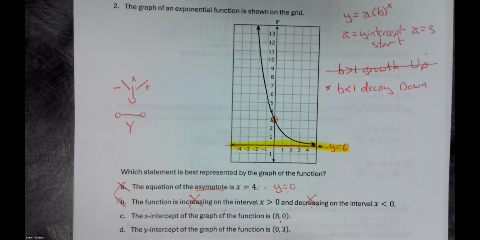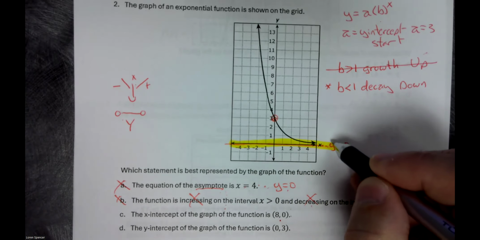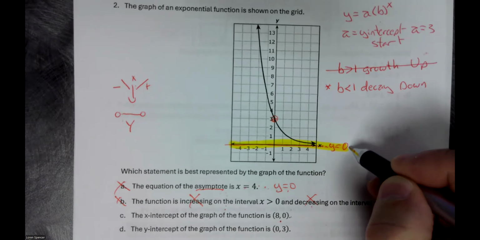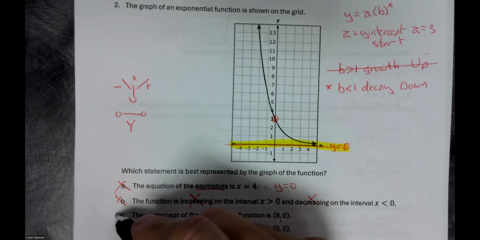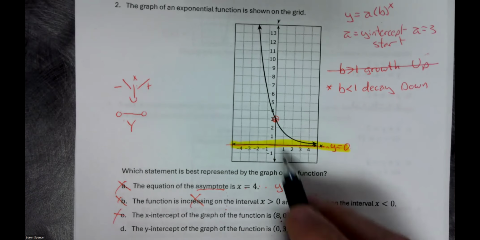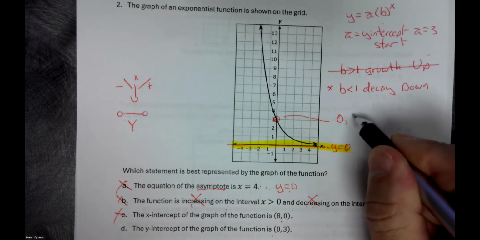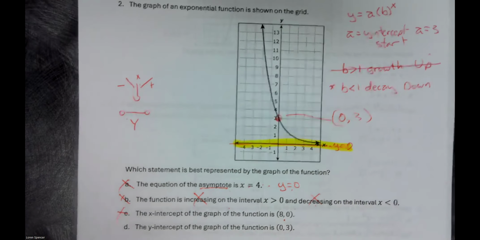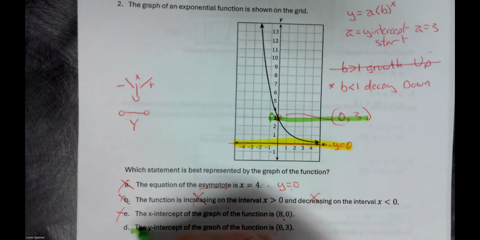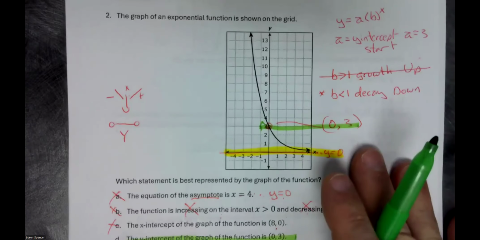I don't know where that came from, but that's not right. The x-intercept is where it crosses the x-axis, and it never gets to the x-axis because it never gets to 0. So that's false. Then it says the y-intercept of the graph is (0, 3). And guess what? This ordered pair where it crosses is at (0, 3). And so this right here is my solution.